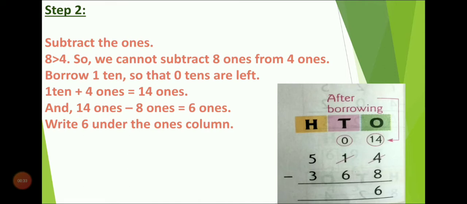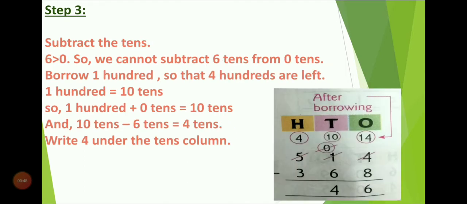1 will become 0. 4 will become 14. And then, we will subtract 8 ones from 14 ones. We will get 6 ones. We will write 6 under the ones column. Then, we will subtract the tens.